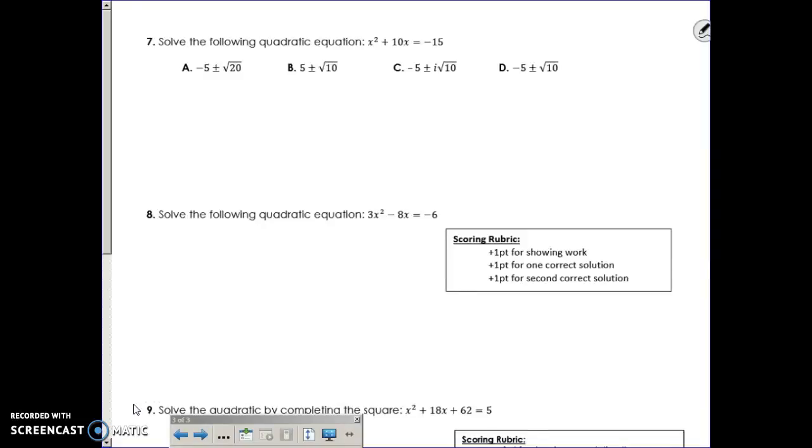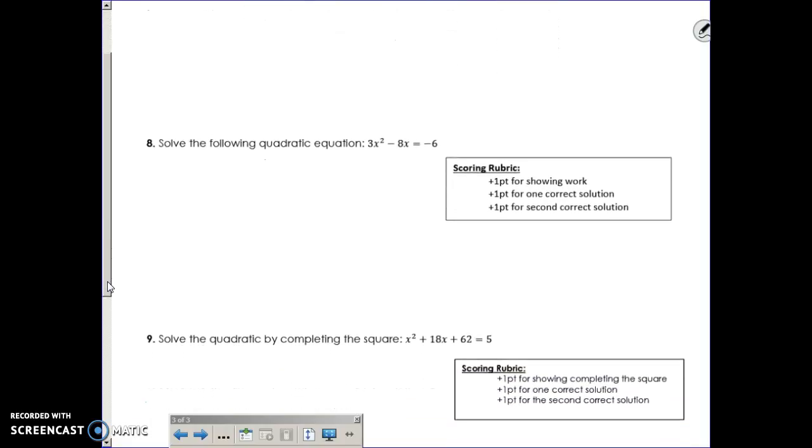Right, this is the second part of the version A CBA practice. This is the one we did in class, in case you missed it or you just wanted to hear how to do the problems again. I'm going to skip down to number 8, just like we did in class.